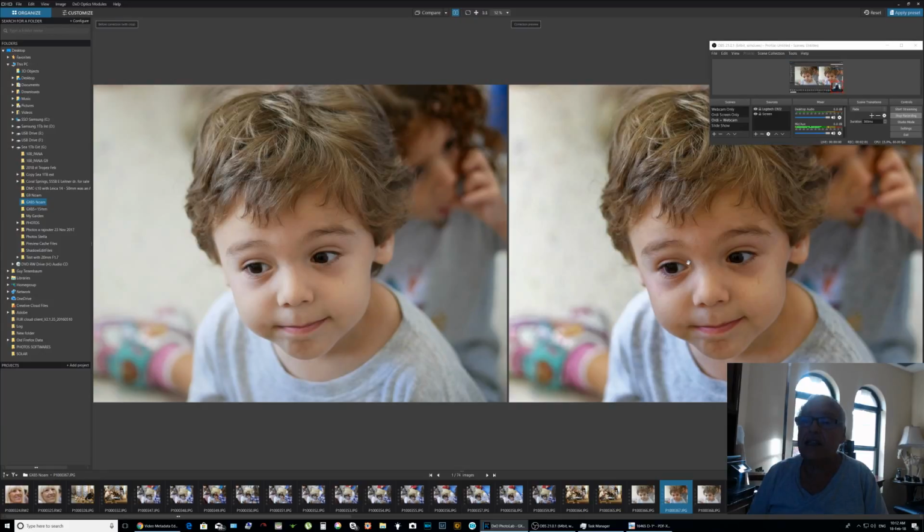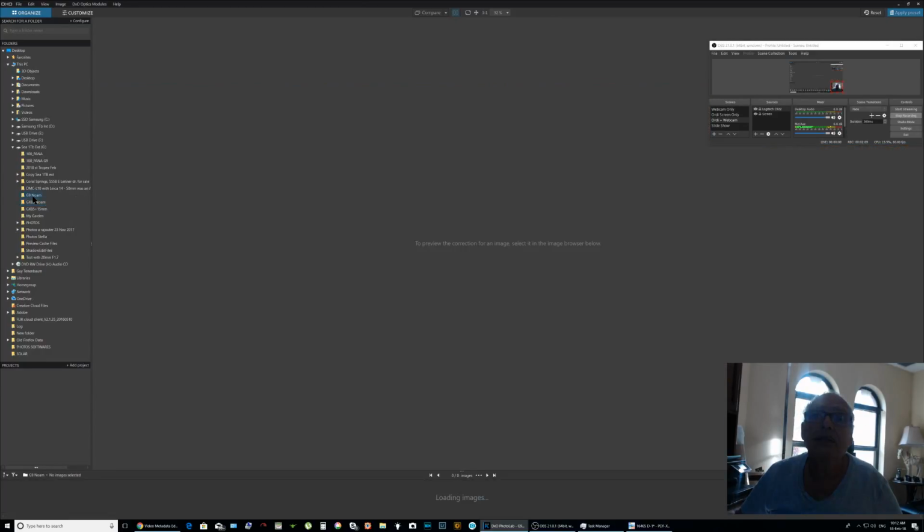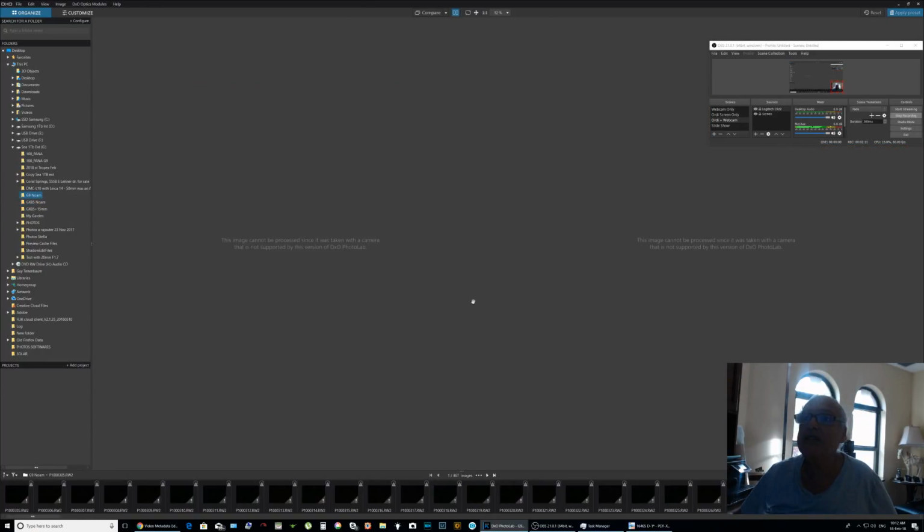The other thing, I tried to do it with my G9 look, but for the moment this image cannot be processed. It was taken with a camera that is not supported by this version of DXO Photolab. They promised it for the 17th of February. We are the 18th and we still don't have it. I hope I will have it soon because I have plenty of pictures with the G9.